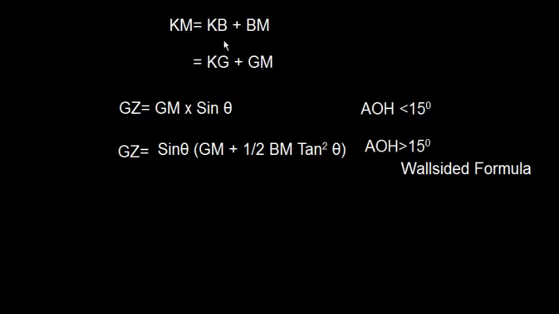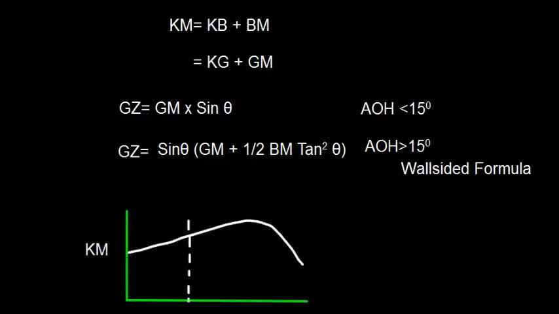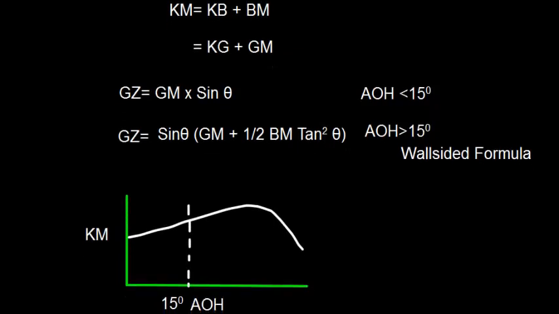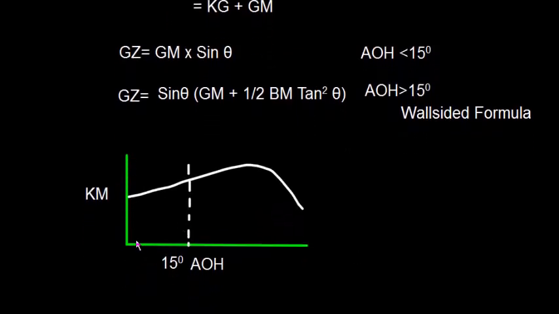Here we can see clearly that Km depends on Gm, and the Gm is having some relationship with Gz, which is connected with this sine theta, and the curve of sine theta starts increasing, goes to the maximum value, and thereafter it starts reducing. So similarly we have this Km curve. This is Km in meters and this is angle of heel. It starts increasing, it goes to the maximum value, thereafter it starts reducing.